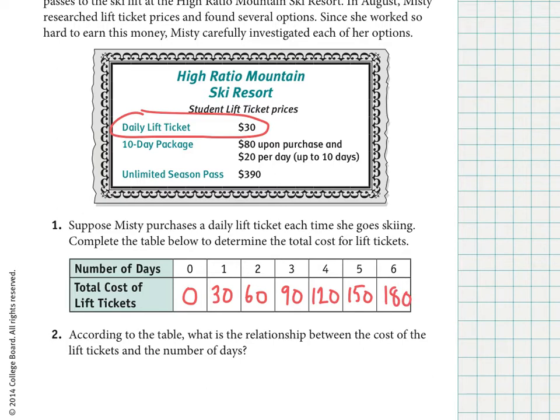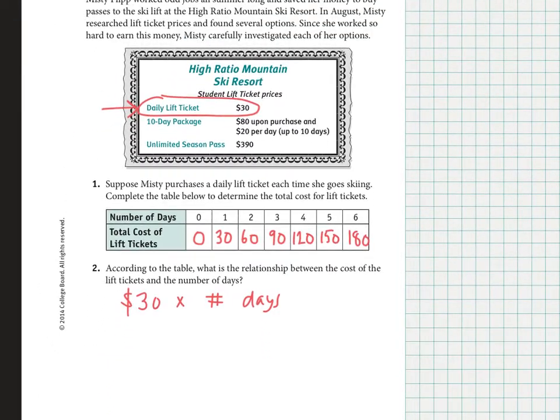Okay, so according to the table, what is the relationship between the cost and the number of days? So it appears to just simply follow the pattern. It's going to be $30 times the number of days. $30 each day, so it's just kind of straightforward. 30 times the number of days, I guess we should write. So it seems to be a pattern based on how much it costs each day. And we knew that was $30 from the table. Okay, so let's move along.